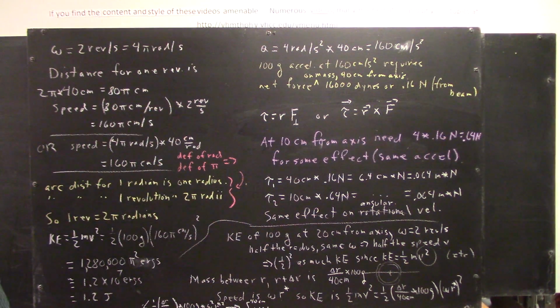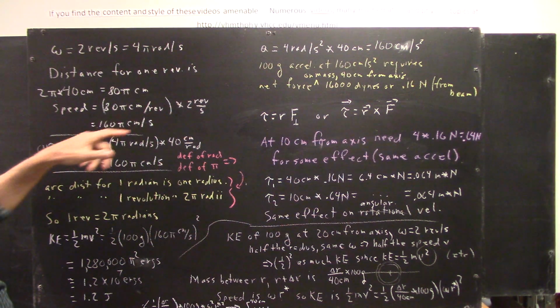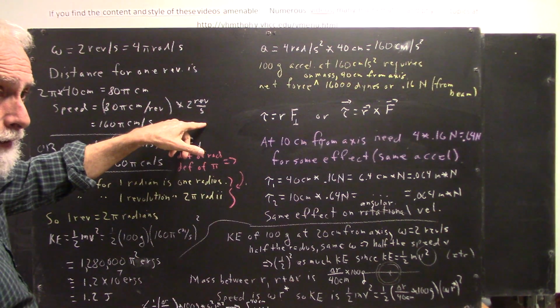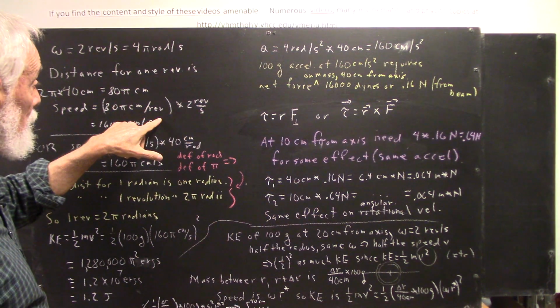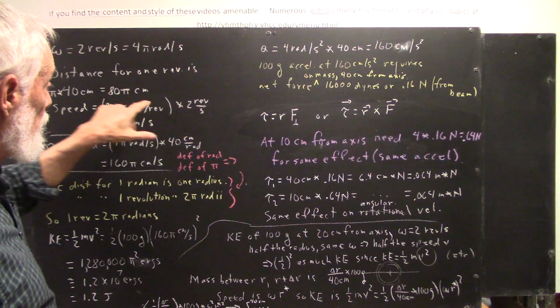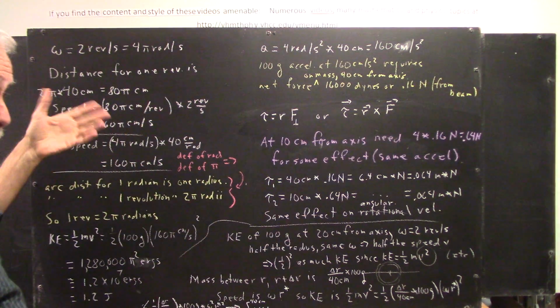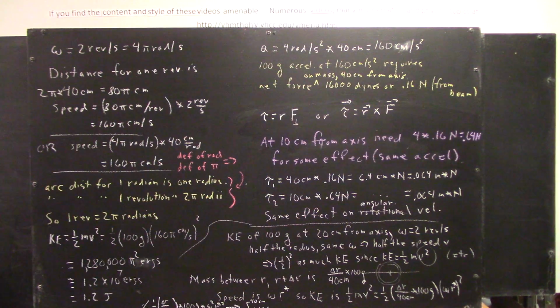Okay, so the speed is what? Well, it's 2 revolutions per second. We can multiply that by 80 pi centimeters per revolution, and our revolutions divide out. We end up with centimeters per second, so formally that works. And common sense, that works.